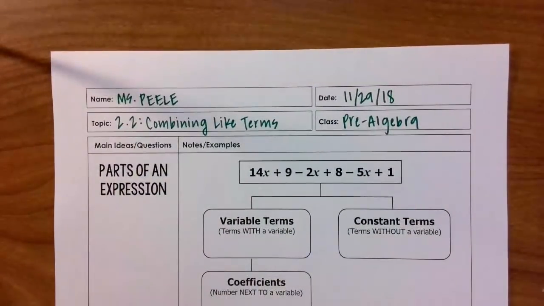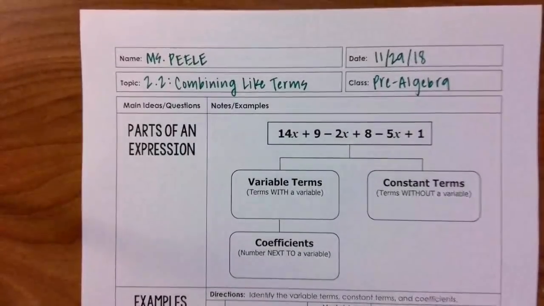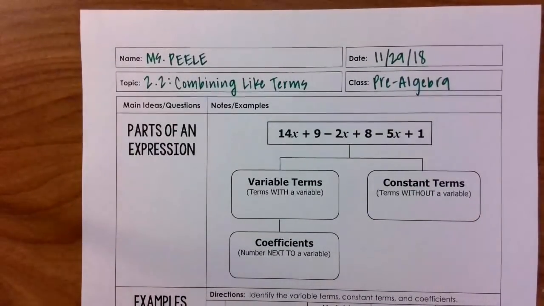Hey guys, so this is our second lesson in this unit. This is 2.2, and it's called Combining Like Terms. Remember, if you have any questions, you can pause the video, raise your hand, or come up to my desk and I will help you with whatever you need.